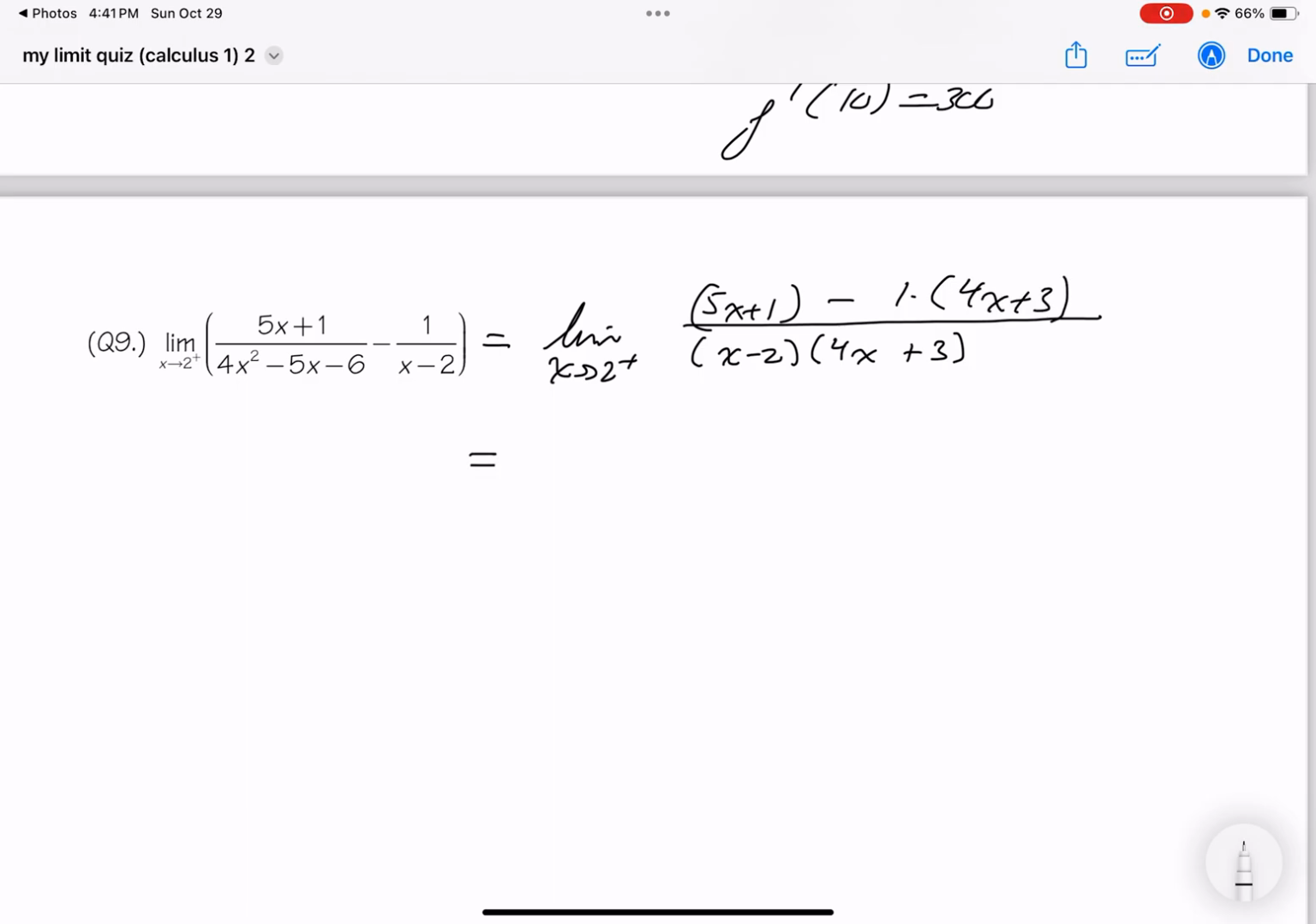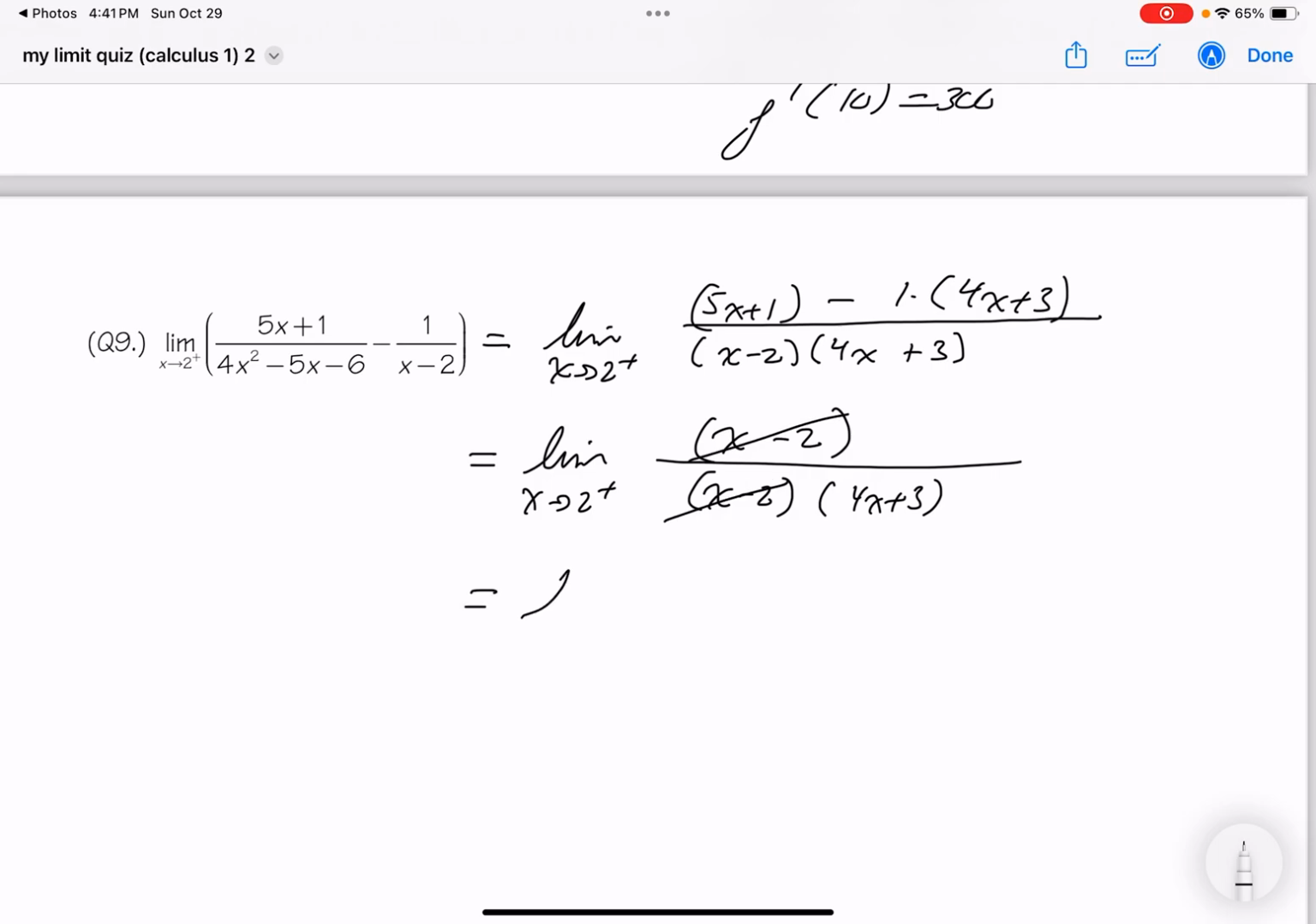And again, I'm not going to say it helps much, but I'm going to simplify the top now. And I bet something nice is going to happen. And what do you get there? You get 5x minus 4x, which is x. And then you get 1 minus 3, which is minus 2. And yep, something nice happened. Since x is not equal to 2, these got to cancel off here. So limit x goes to 2 from the right side, 1 over 4x plus 3.